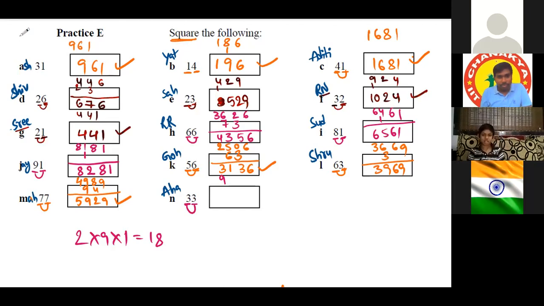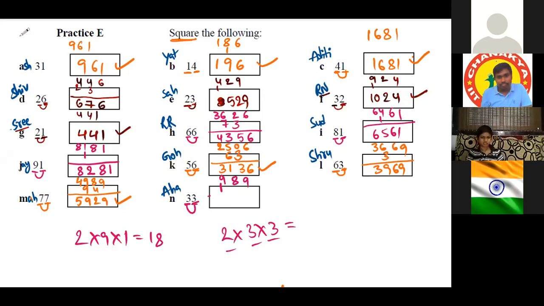No. 2 times of 3 into 3, not 33. 3 3s are 9, 9 2s are 18. 18 means 1 and 8. And then again 3's duplex is 9. So finally, 1089. Yes, very good.